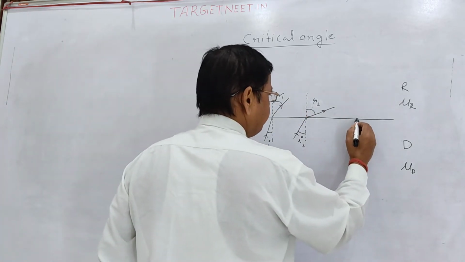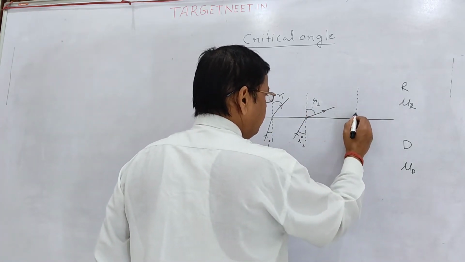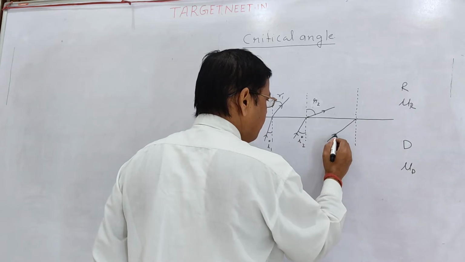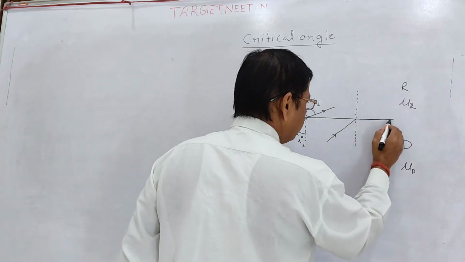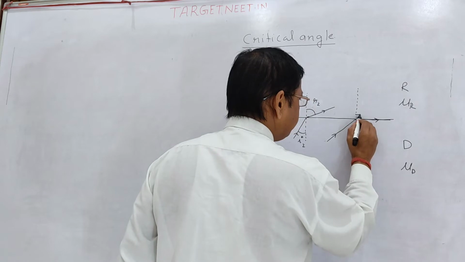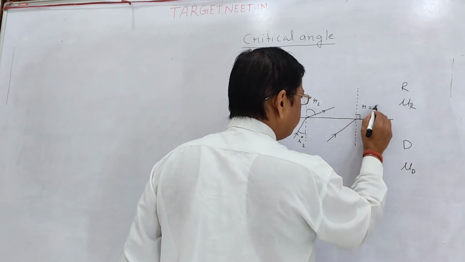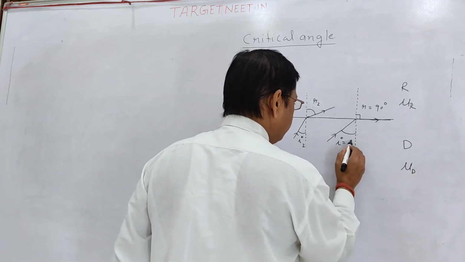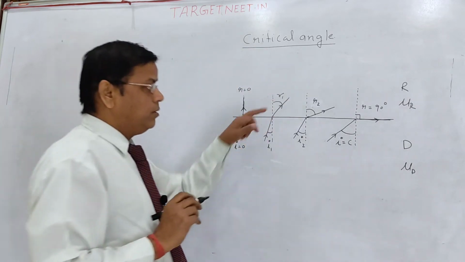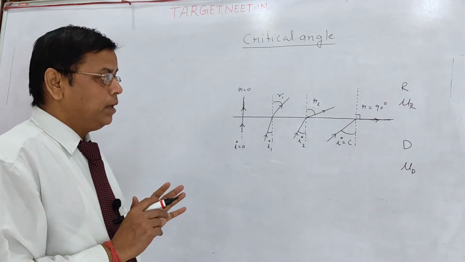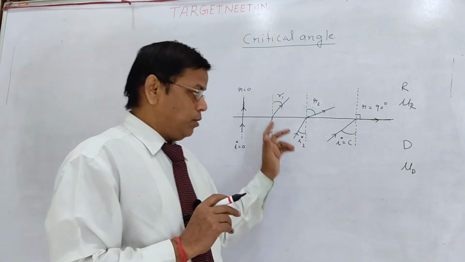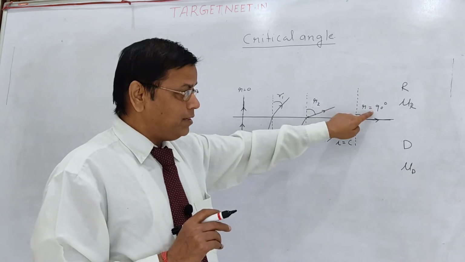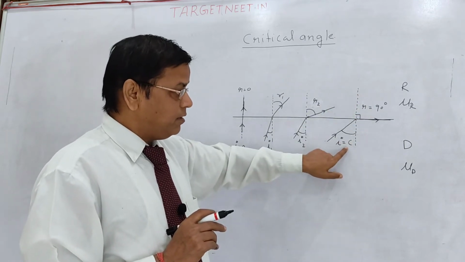When I further increase the angle of incidence, the angle of refraction becomes 90 degree. This is a particular case, a specific case for this given pair of media. Now the angle of incidence at which the angle of refraction becomes 90 degree, this angle of incidence is called critical angle.